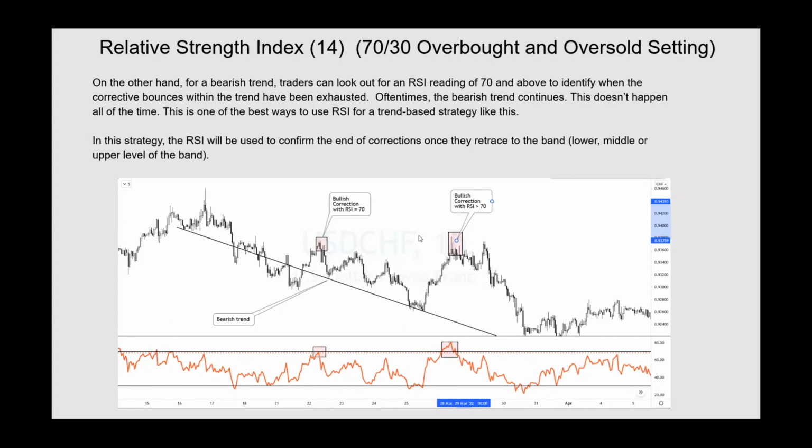We only have 2 examples here, although price made a lot of pullbacks. But these ones are the most significant among them, and that's what the RSI helps us to pick very, very easily. So the RSI reading for overbought starts from 70, so from 70 to 100.